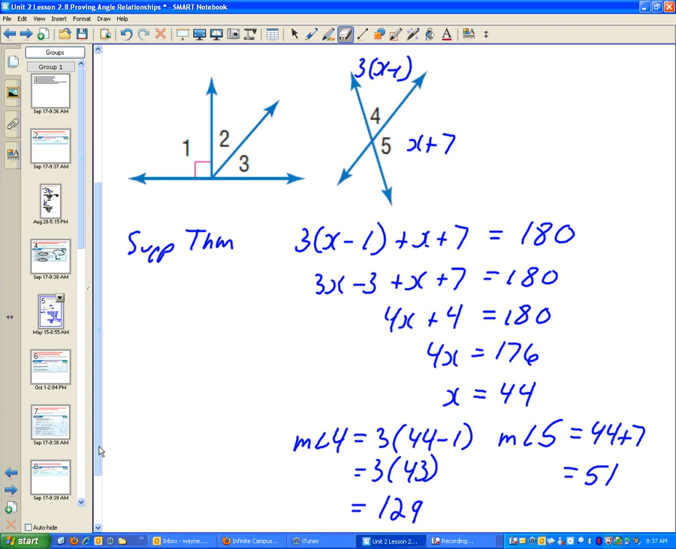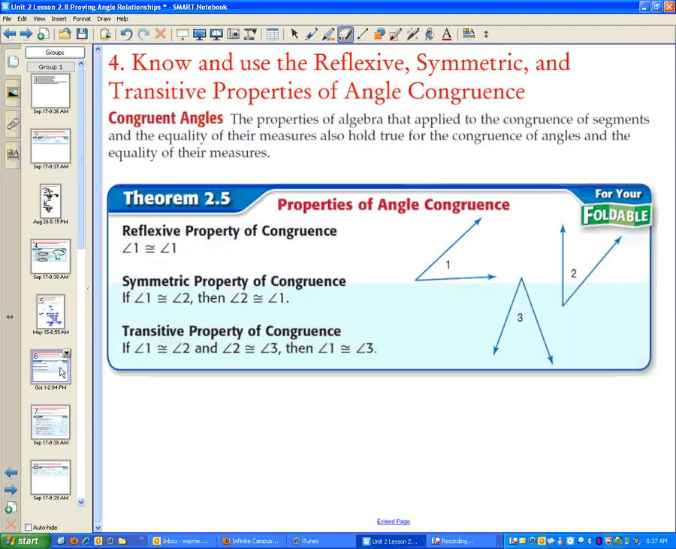Questions? Okay. All right, and then here we have the properties we talked about yesterday. We talked about these properties with numbers. We talked about these properties with segments. They apply to angles as well.